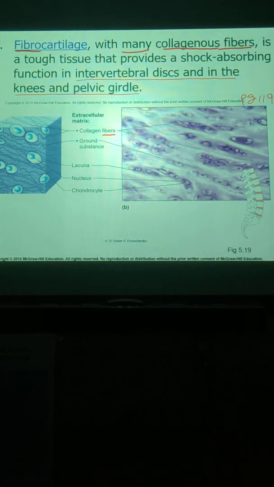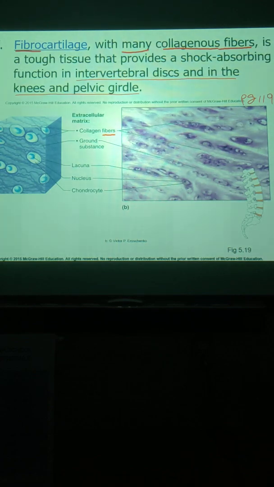And then fibrocartilage. Remember, F-I-B, add the R, add the O, that is fibrous. So you know this is fibrous cartilage. And here it explains it with many collagenous fibers, is a tough tissue that provides a shock-absorbing function in intervertebral discs and in the knees and pelvic girdle.